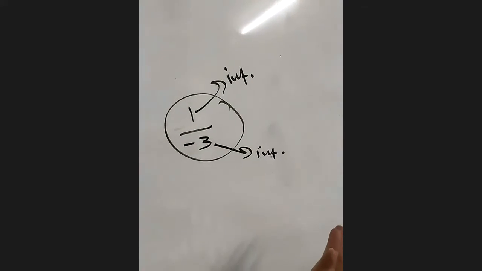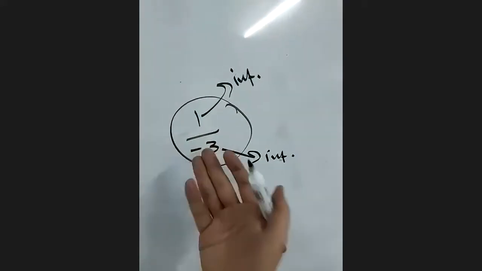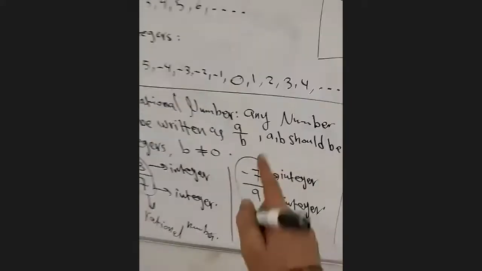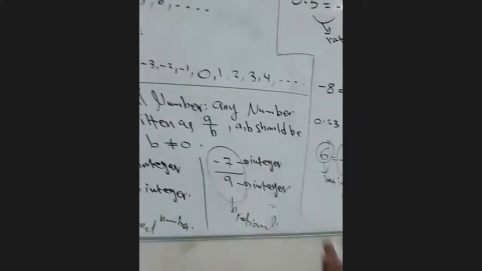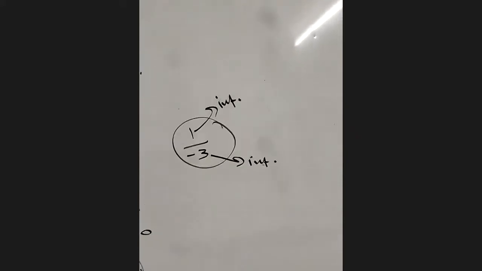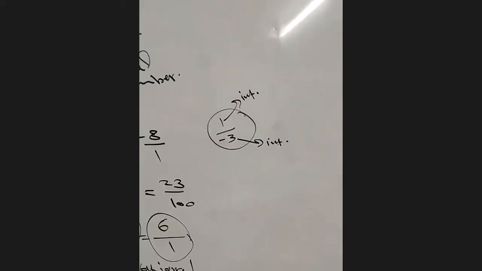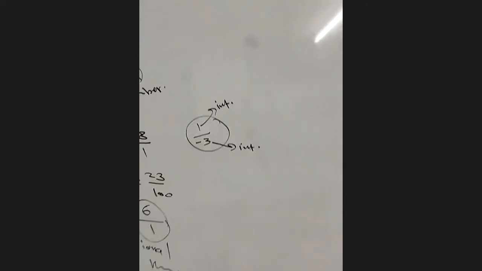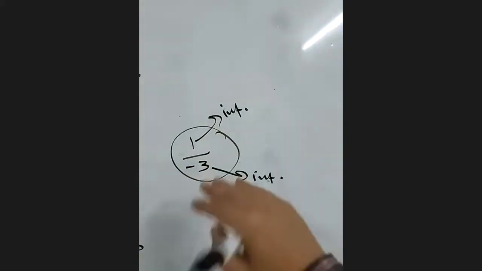So what's the problem with this rational number? This is a rational number. It satisfies both conditions here. What's the problem? Now, Abdul Rahman says, can I say negative 3 is an integer?